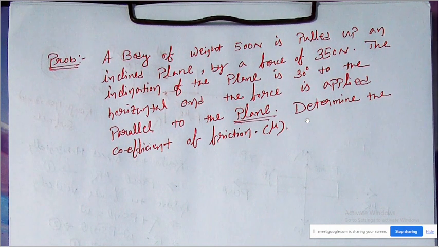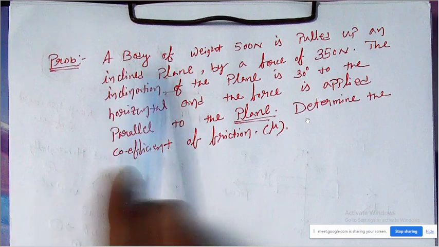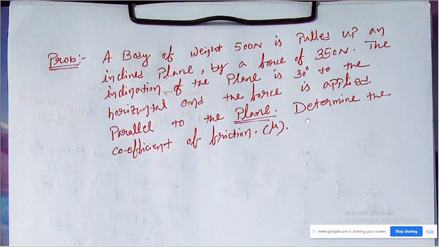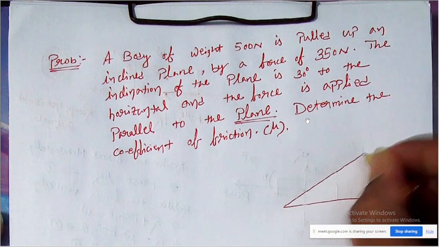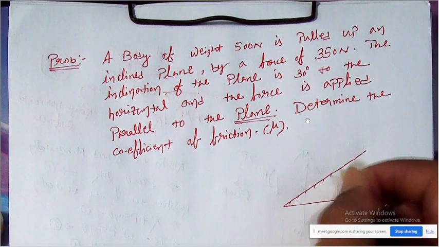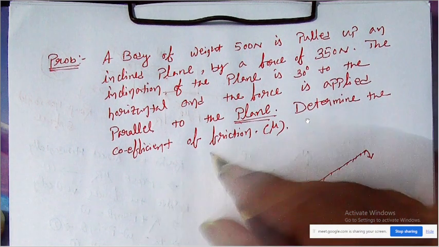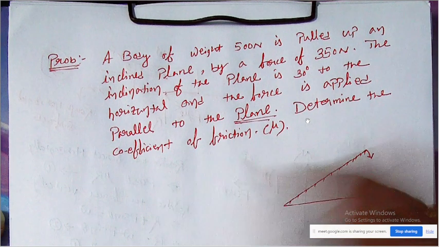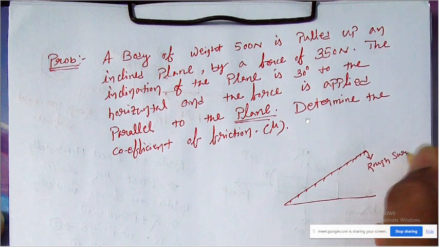The coefficient of friction. See, now no diagram is given to you. Let us create the diagram by reading the question. A body of weight 500 Newton is pulled up an inclined plane. So first, let us draw the inclined plane. When he is saying to determine the coefficient of friction, nowhere in the question has it been mentioned that it is a rough surface. But as he is saying to determine the coefficient of friction, you should identify that this is a rough surface.